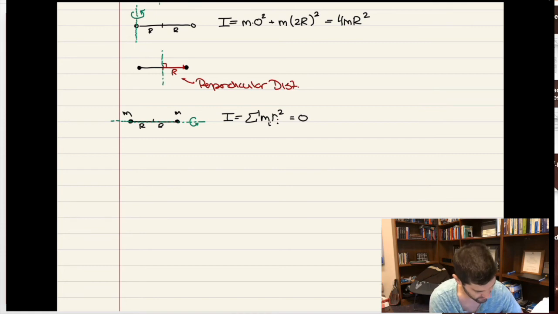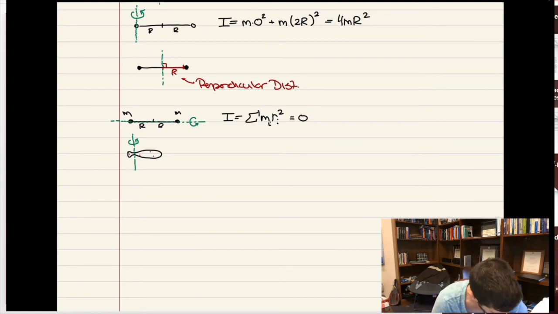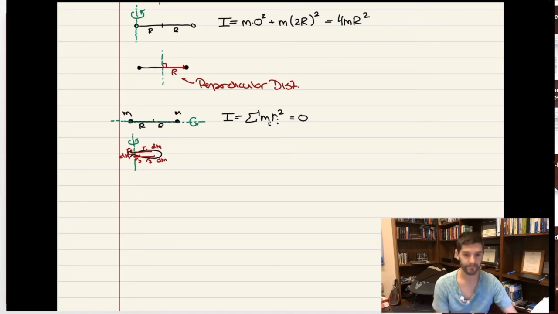What about an extended object? I have a baseball bat. And it's made up of billions and billions of particles. And I want to rotate it about the handle. There's a little bit of mass here, another mass here, another mass here, another mass here. Each of those have some distance from the axis of rotation, R1, R2, R3, R4. And each of those have a little bit of mass, dm, dm. I think you might see where we're going here, dm. And we want to know, what is the overall rotational inertia?